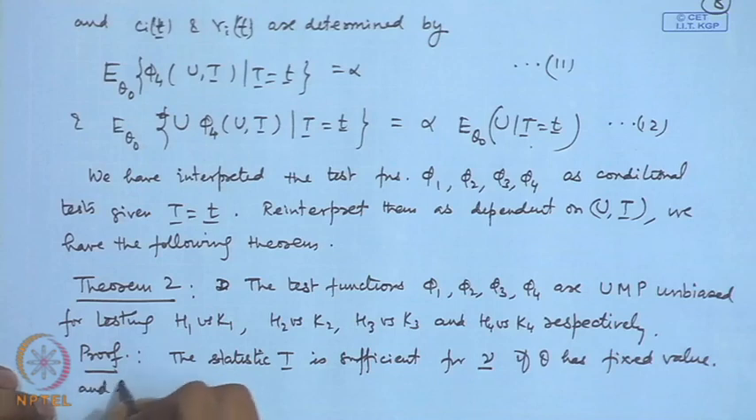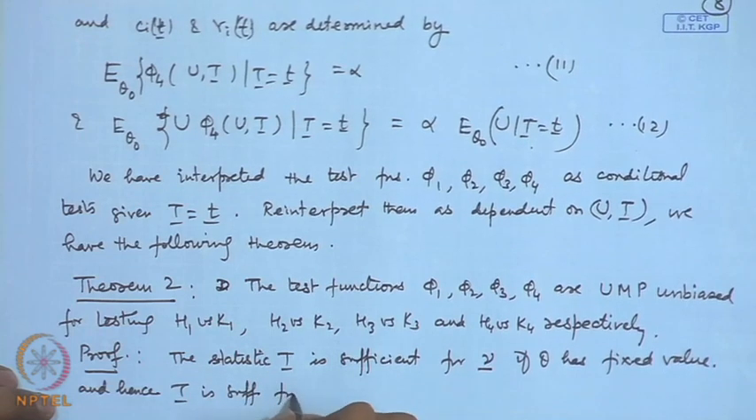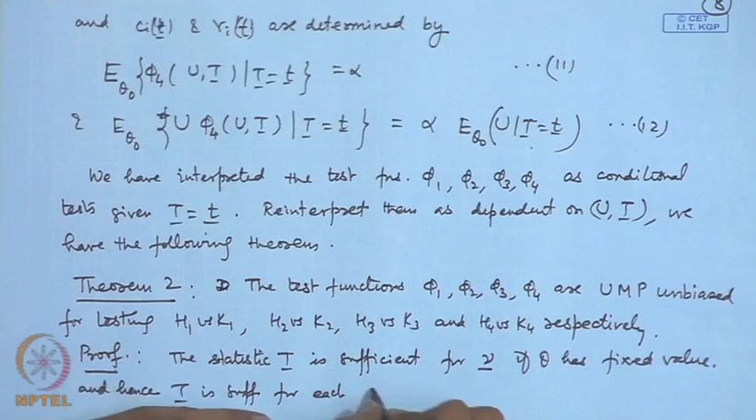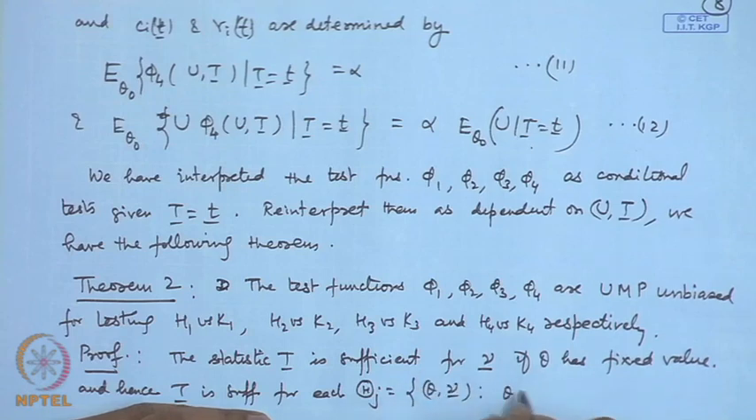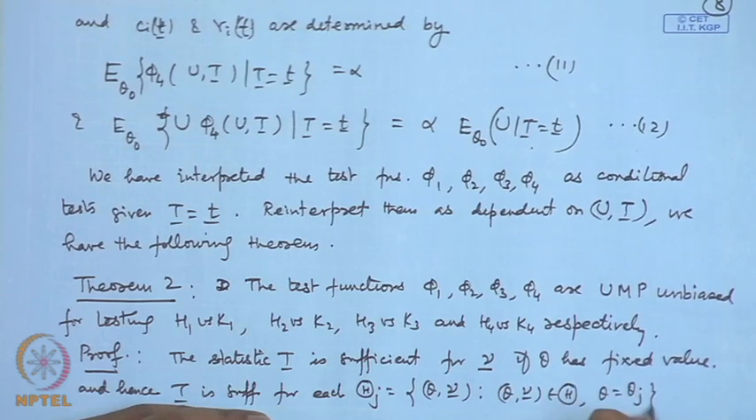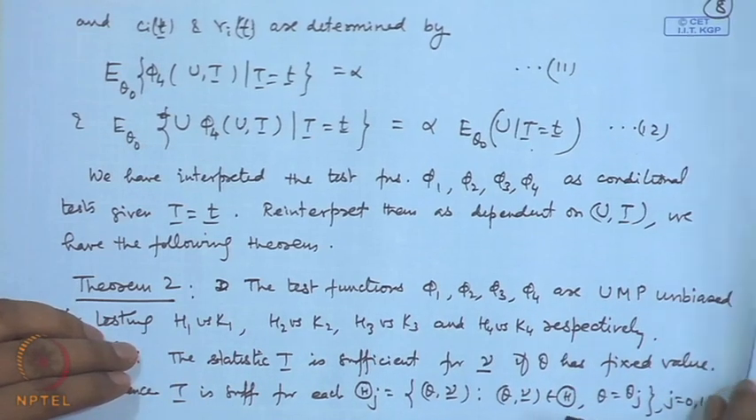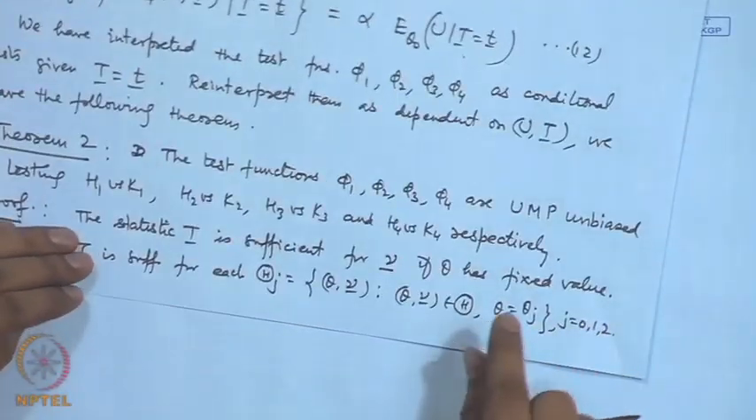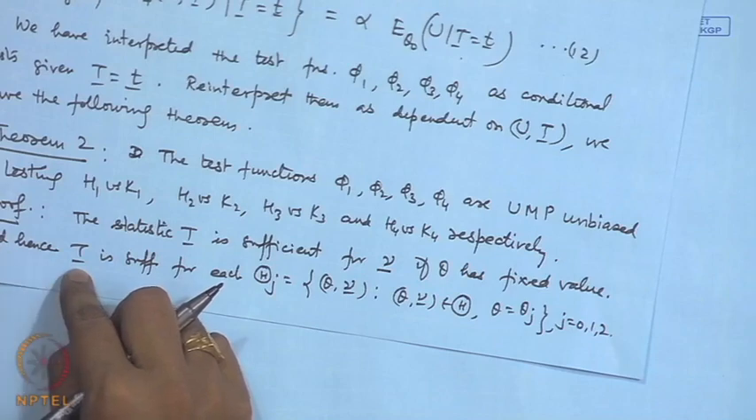And hence we can say that T is sufficient for each of these subsets of the parameter space, theta, nu, where theta belongs to script theta and theta has been fixed as some theta_j. So, this is for j equal to 0, 1, 2. Now, these points we have considered because in all these tests we are having the cutoff points in the hypotheses as theta naught, theta 1 and theta 2. So, at least for those points the sufficiency of T is maintained here.